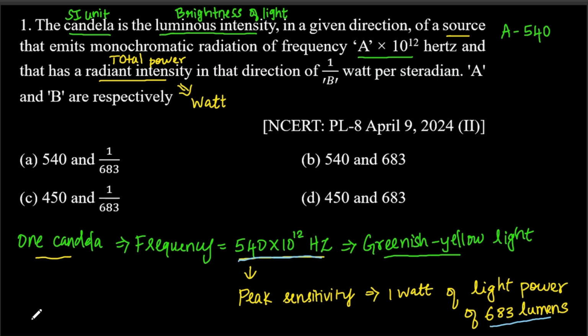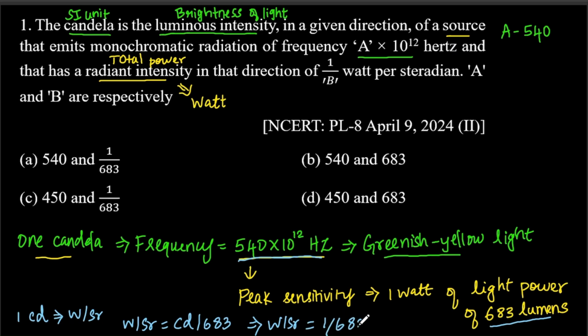Now we have to convert this one candela into watt per steradian. So here the formula used is watt per steradian is equal to candela divided by 683. So here we already have the candela value as 1. So watt per steradian is equal to 1 divided by 683. So in here 1 by B is given. So here the B value is 683. B is equal to 683. So the correct option is option B, in which A value is 540 and B value is 683.